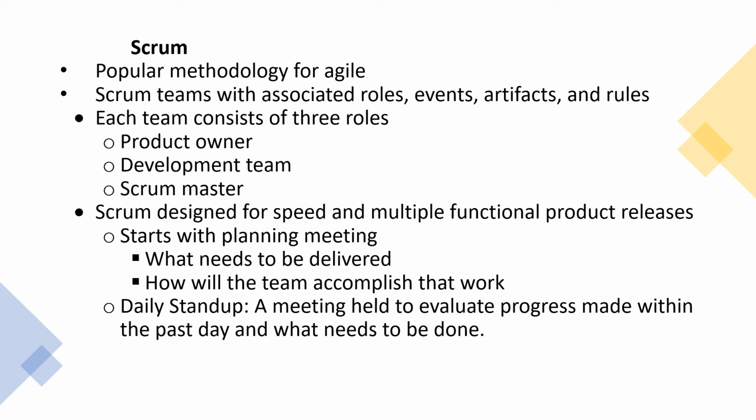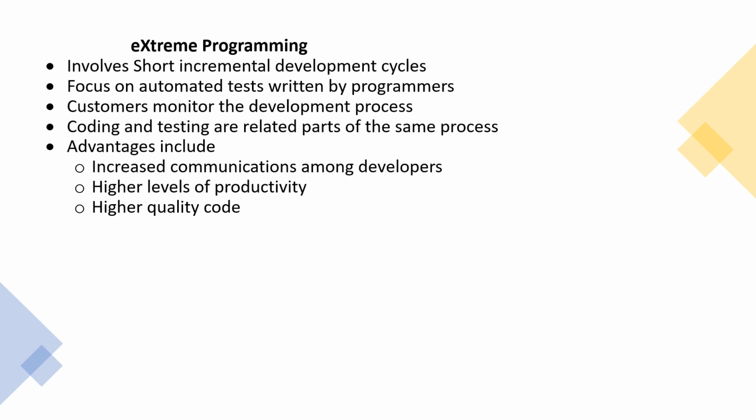Scrum is designed for speed and multifunctional product release, and it starts with a planning meeting by looking at what needs to be delivered and how the team will accomplish that work. Then a daily startup meeting helps to evaluate progress that has been made within the past day and what needs to be done.